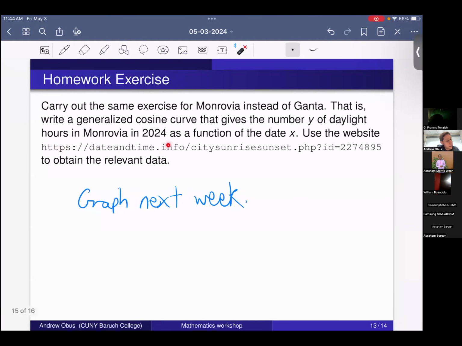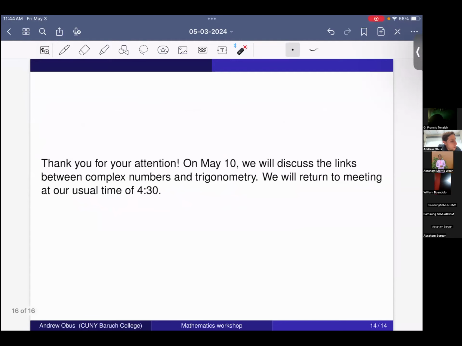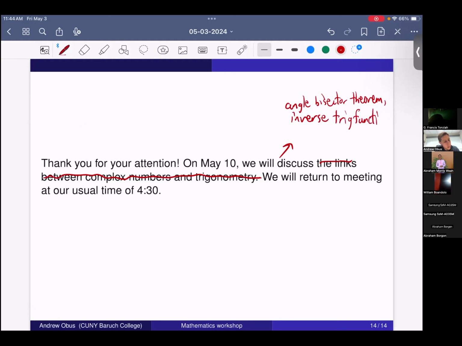Again, you can get the data for Monrovia here. I'll send out the slides so that you can see what the website link is. Next time, this is actually not what we're going to do. We're going to discuss the angle bisector theorem and inverse trigonometry functions. We'll save complex numbers for later.